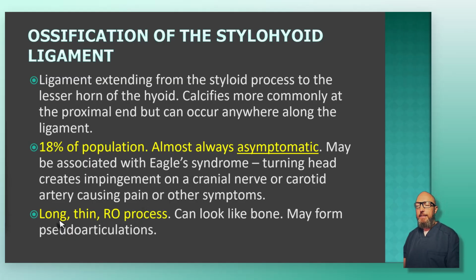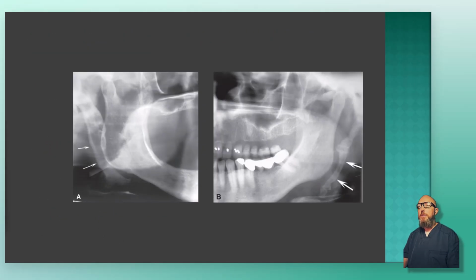What it's going to look like is a long, thin, radiopaque process. Can look a lot like bone. Sometimes it even forms these pseudo-articulations where it looks like finger bones. We'll see some of those. Here's an example, probably the thickest stylohyoid calcification I've ever seen. This one's maybe a little more typical, but very discrete. It's very calcified, starting to form that pseudo-articulation, that pseudo-joint.